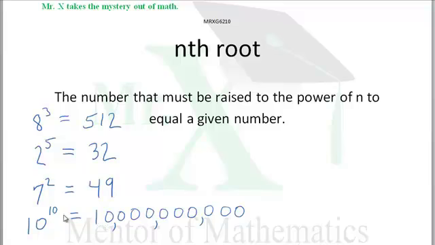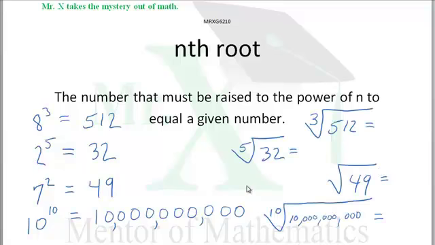Now, we can take these facts and write nth roots. Now, can you tell what these are? If 8 to the third power is 512, then what's the cube root of 512? If 2 to the 5th is 32, what's the 5th root of 32? If 7 times 7 is 49, then what's the square root of 49?